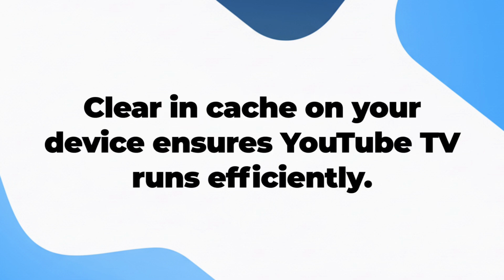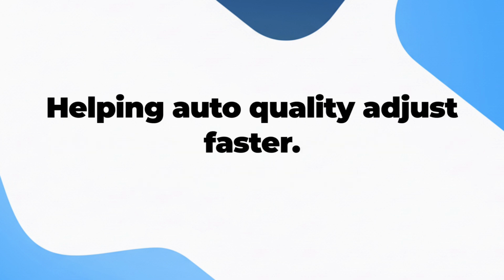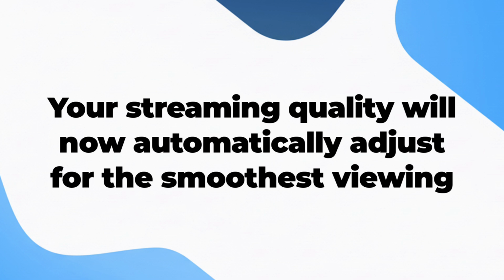Step 6. Clear cache. Optional. Clearing cache on your device ensures YouTube TV runs efficiently, helping auto quality adjust faster. That's it. Your streaming quality will now automatically adjust for the smoothest viewing experience.